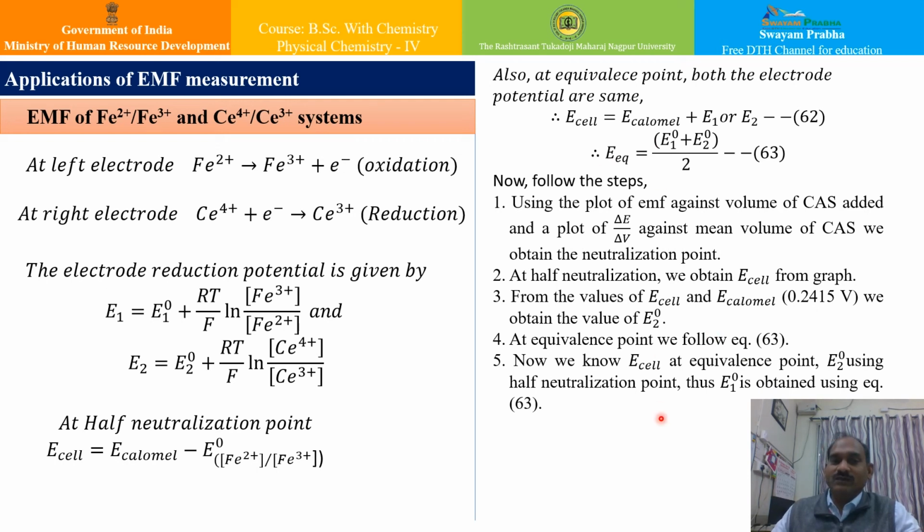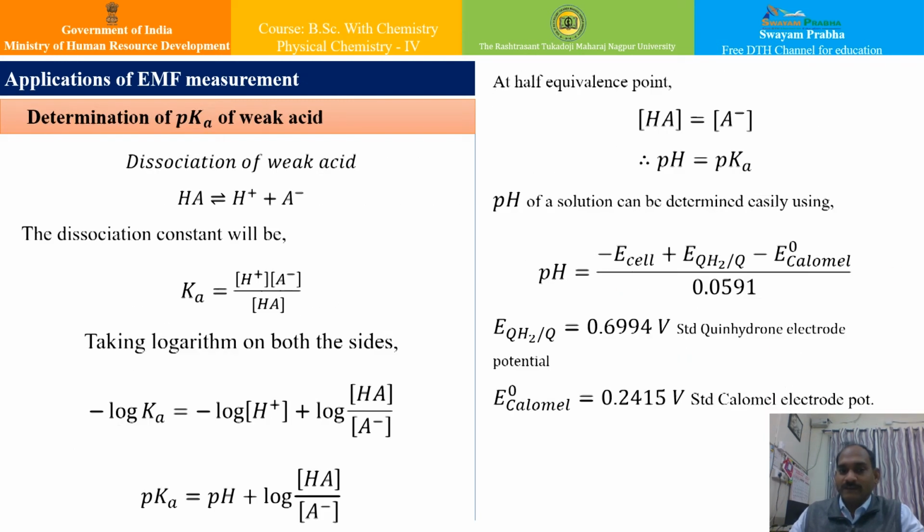So this is one of the very simplest possible experiments that I can carry out in the laboratory, which people usually do in our laboratory. And this is one of the very interesting applications of EMF measurement. We can take many other examples of redox couples, and it can be carried out. Similarly, another application of this EMF measurement is the determination of pK value of a weak acid or weak base.